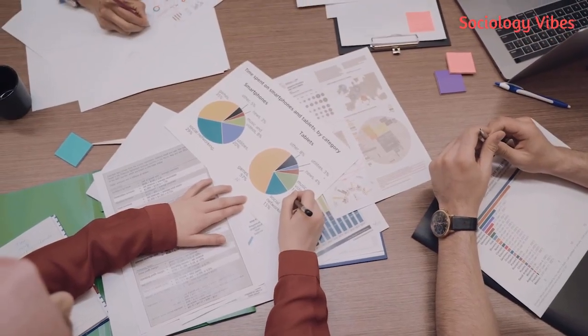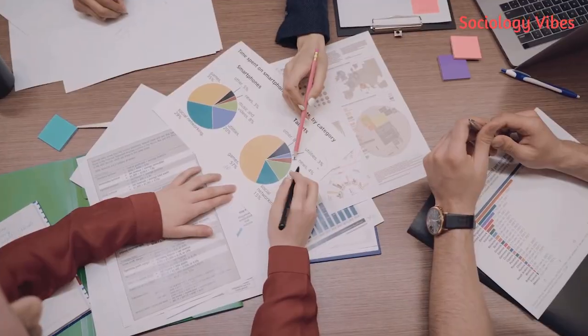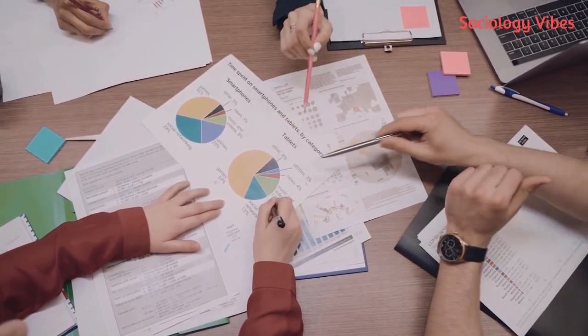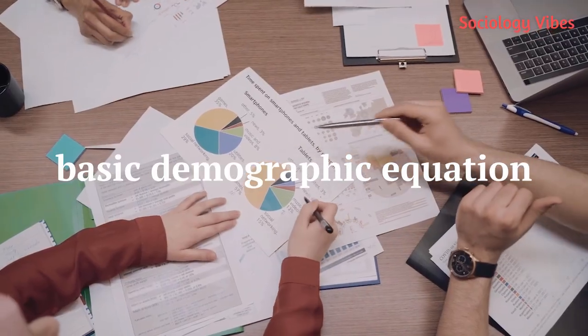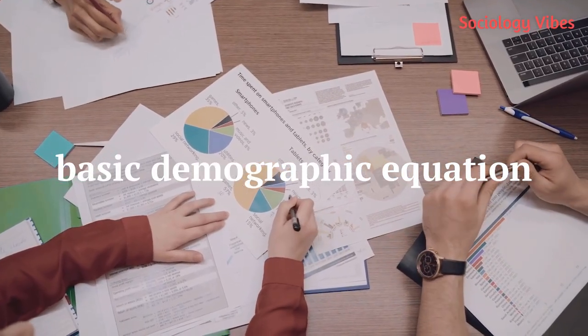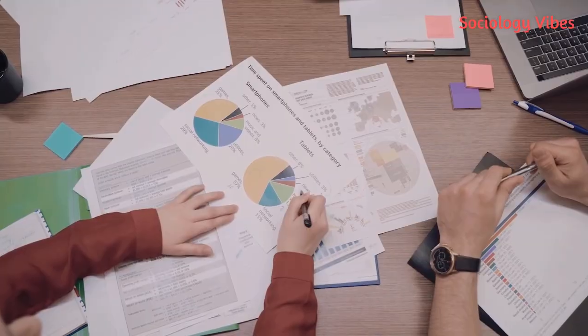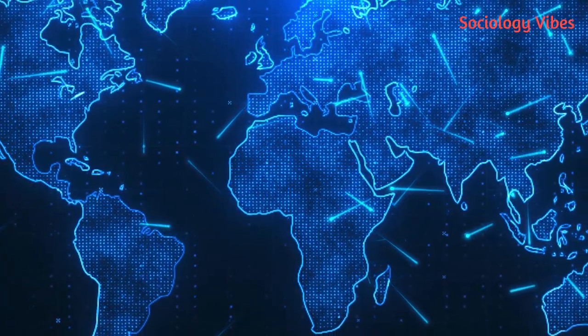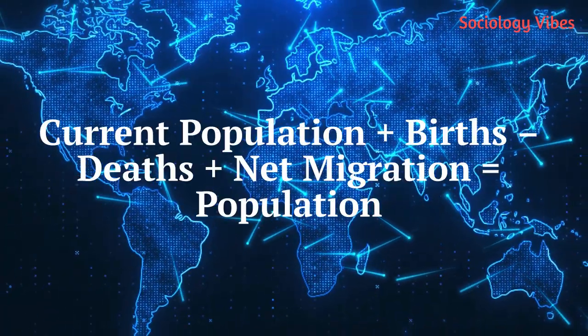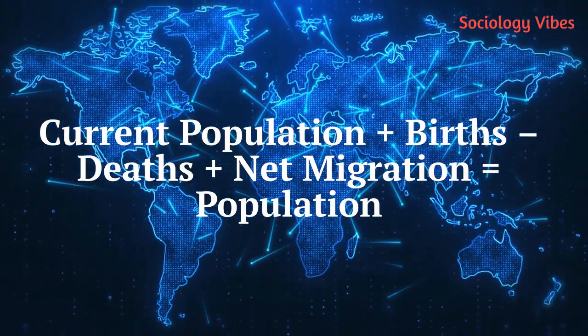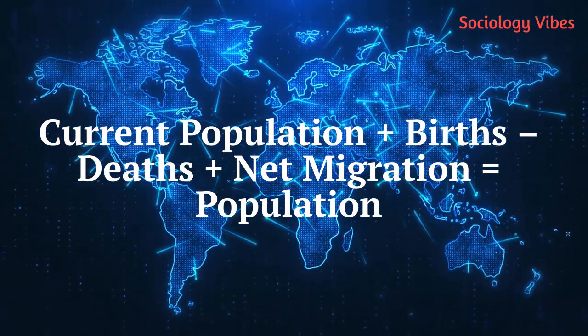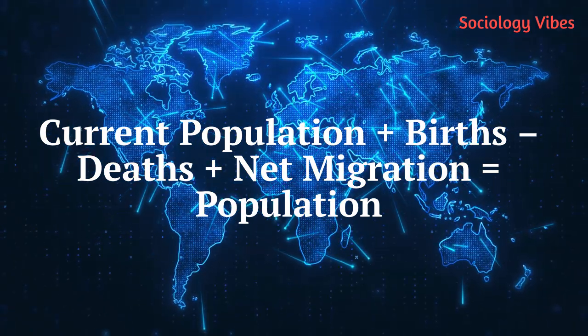These three demographic measures can be expressed as a mathematical equation and is referred to as the balancing equation or the basic demographic equation. And this equation is: current population plus births minus deaths plus net migration equals population.